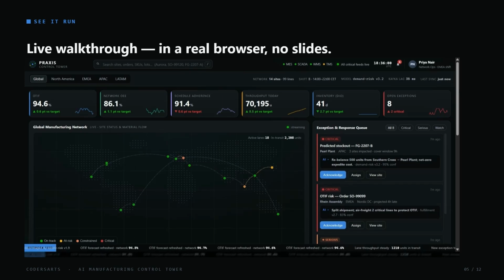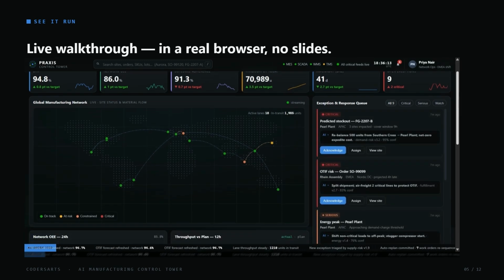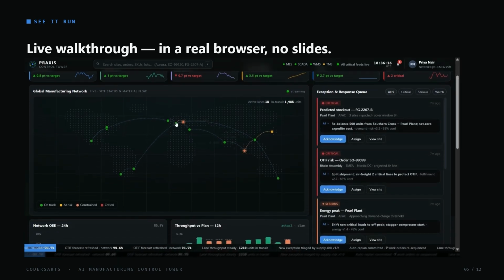So here's the control tower view. First thing to notice is the map. Every dot is a plant. Most are green. Network is healthy. But look here. A couple of hotspots. The system flagged these on its own, pulsing amber and red. Now you see the top KPIs.